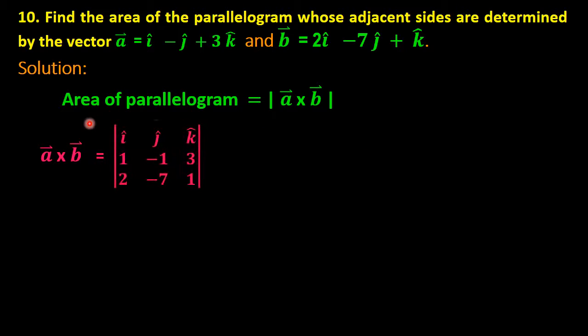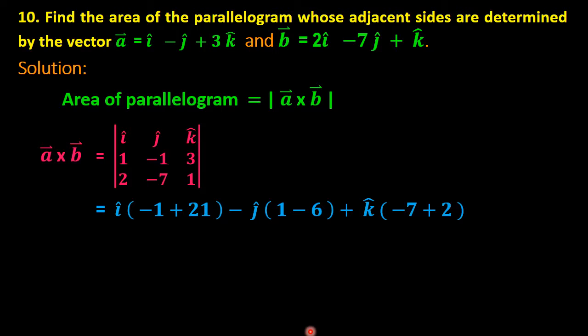So it will be given by the determinant with rows i, j, k, then the scalar components of A vector 1, minus 1 and 3, and the scalar components of B vector 2, minus 7 and 1. After simplification, we will get 20i plus 5j minus 5k.